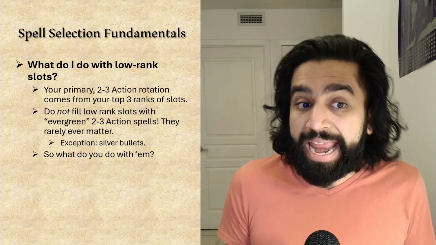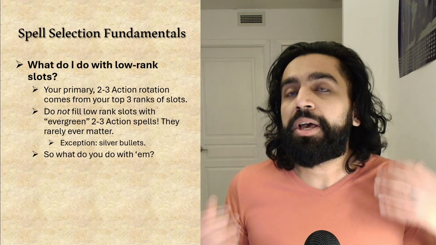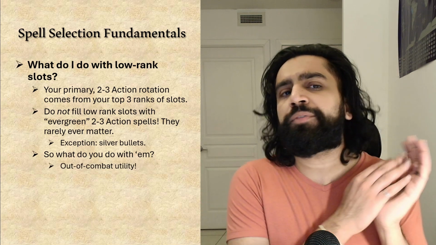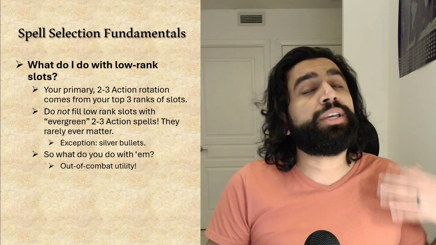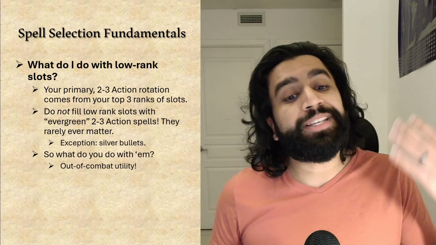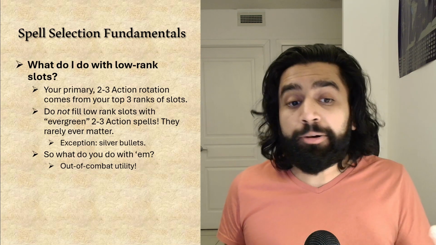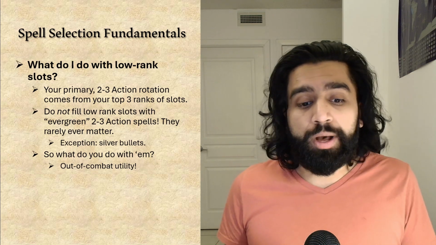I spent so much time ranting about what you don't do with them. Well, there's a lot of options. The first and perhaps most intuitive is to just convert them into out-of-combat utility. You can start looking at those spells that you dismissed when you were level 1, like Ant Haul, Air Bubble, Carry All, Water Breathing, Water Walking, Gecko Grip.